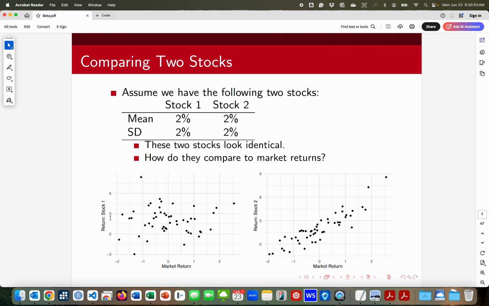and how it compares to the market. And if we know how well it correlates with the market, we'll know how much of this risk can be diversified away and how much cannot be diversified away.